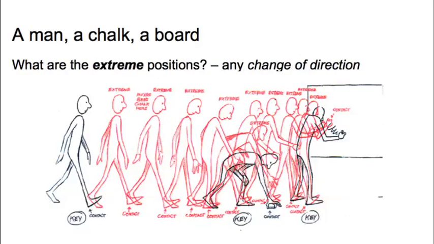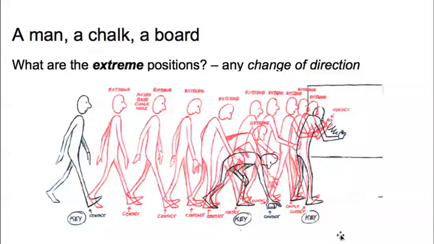Okay, so now let's talk about the extremes. Extremes are essentially a change of direction. And here we've got our original keys in black, but the extremes are the number of changes of direction. So that's the number of steps that it's going to take to get our man from one key pose to another. So we're going to have quite a few extremes here, but they are not nearly as important as the breakdown positions, which will come next.